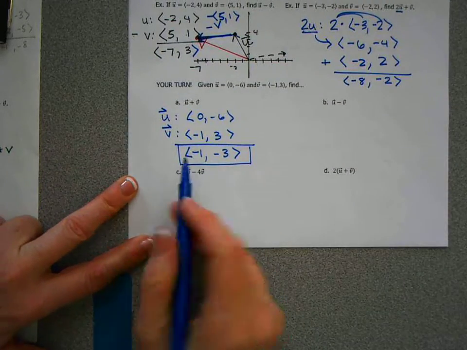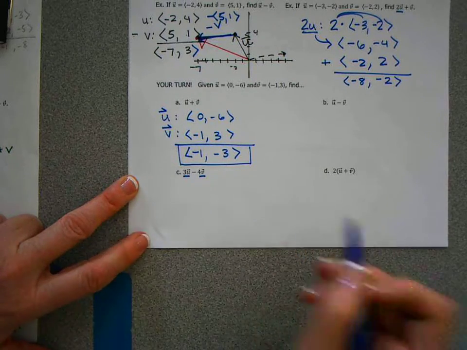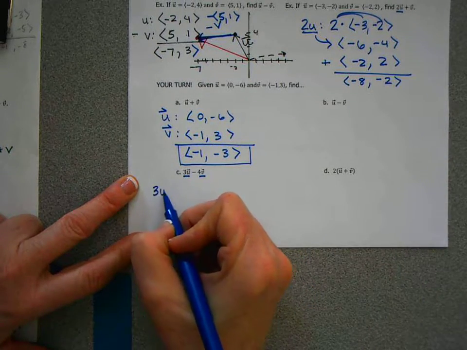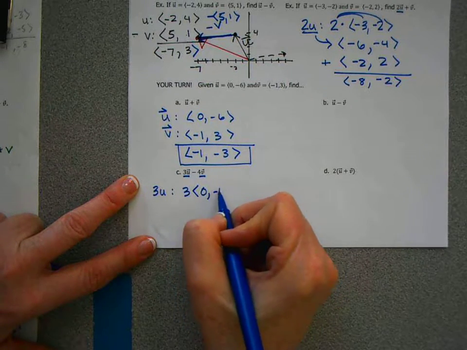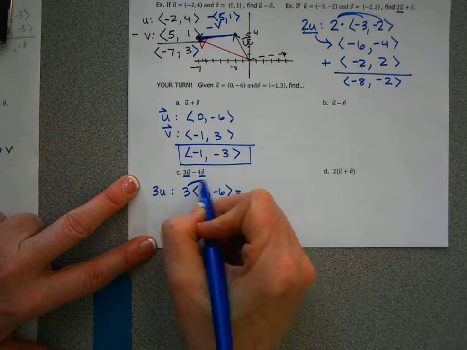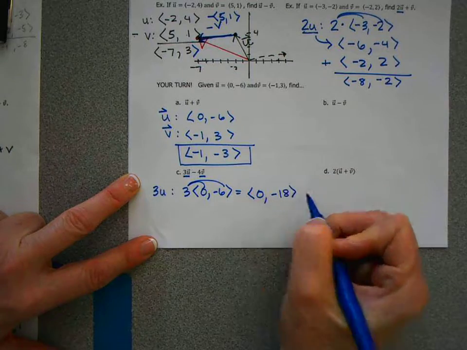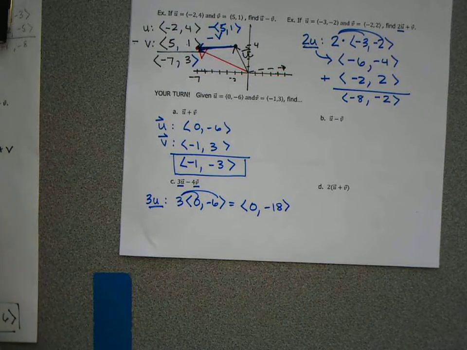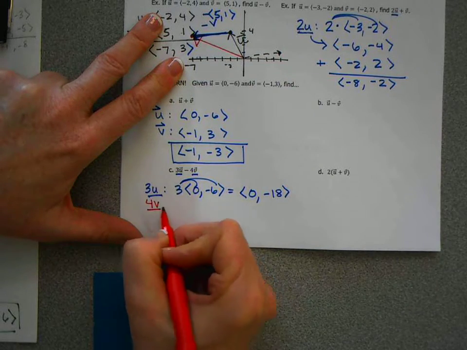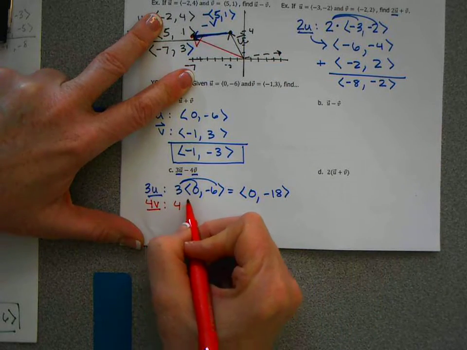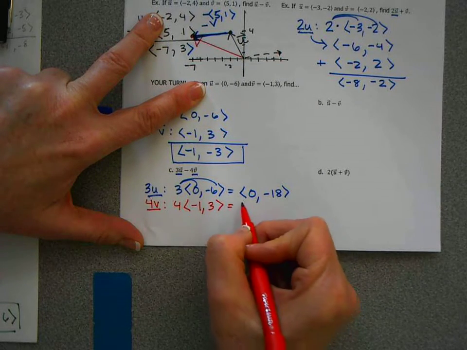Okay, I don't even want to start subtracting until I figure out what 3u is and what 4v is. Let's figure those out. 3u is 3 times 0, negative 6, which gives me, distribute, 0, negative 18. That is 3u. And then let's see what 4v is. 4v, it's 4 times negative 1, 3, which gives me negative 4, 12.